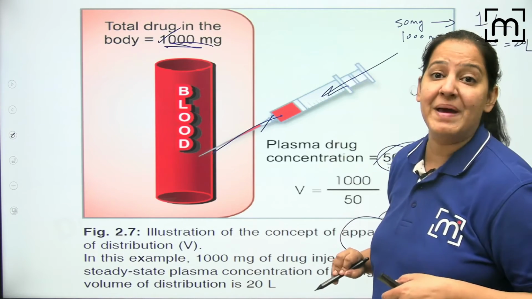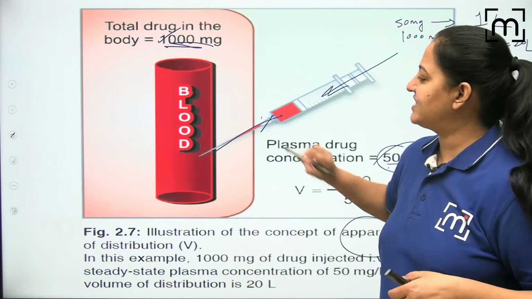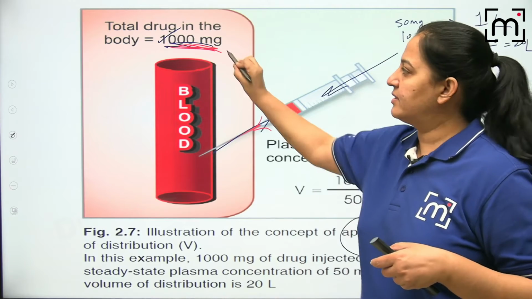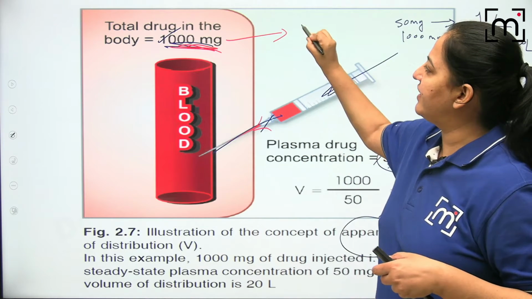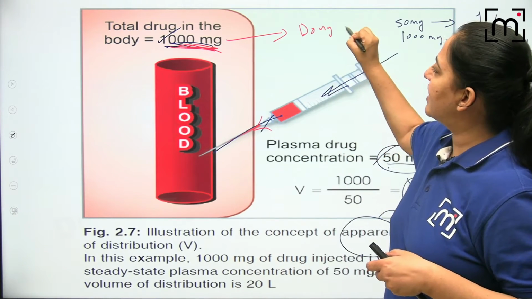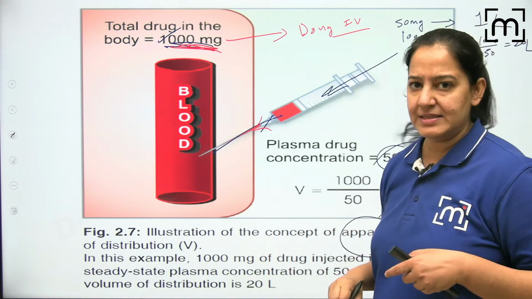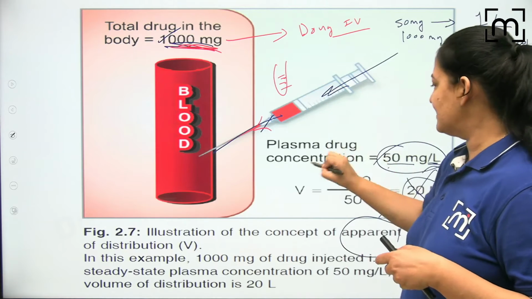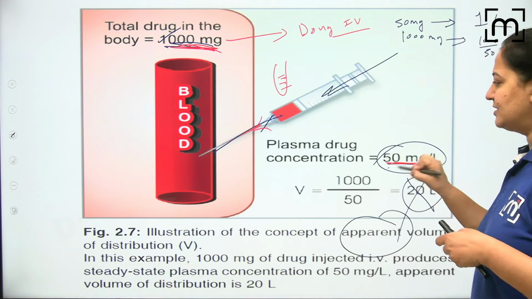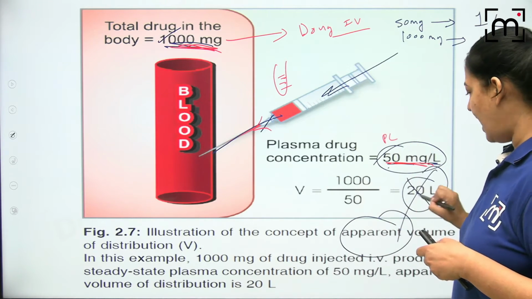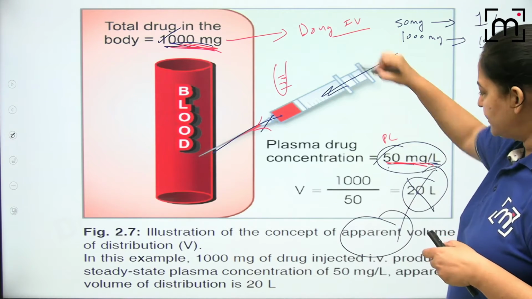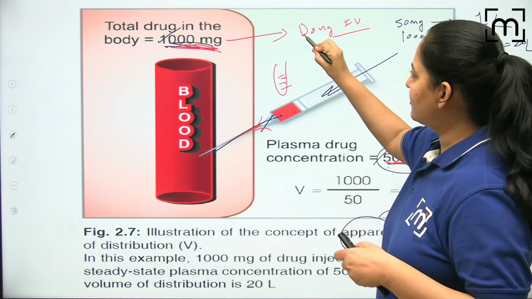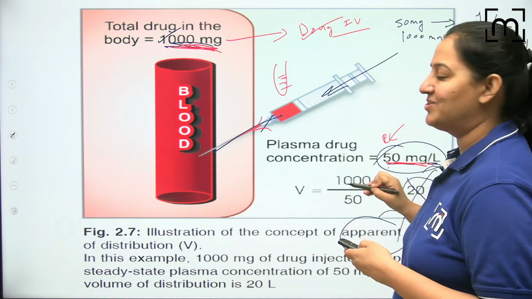What are you doing in this experiment? In this experiment, you are injecting 1000 milligram of the drug IV. This is the drug given IV. The dose of the drug you are giving IV is 1000 milligram. And you are collecting the blood in a test tube, and the plasma concentration is 50 milligram per liter. This is your plasma concentration. So how is the answer 20? It is 1000 by 50. 1000 by 50 is 20, right? So it is the drug given IV upon plasma concentration. That is the formula.